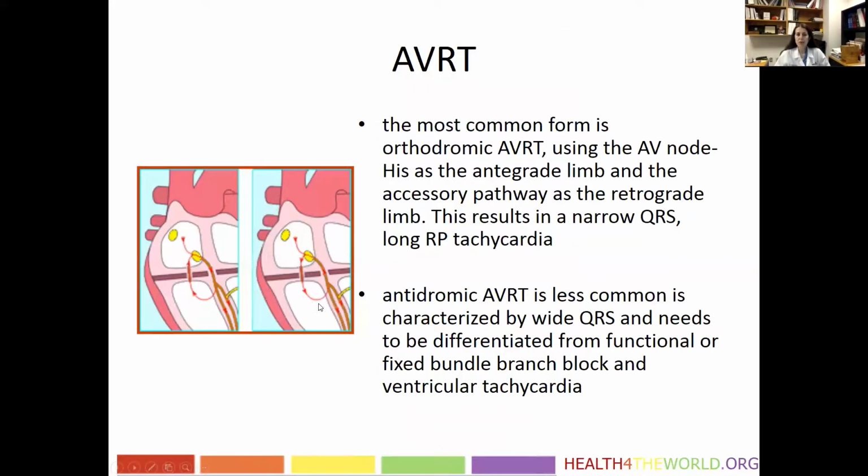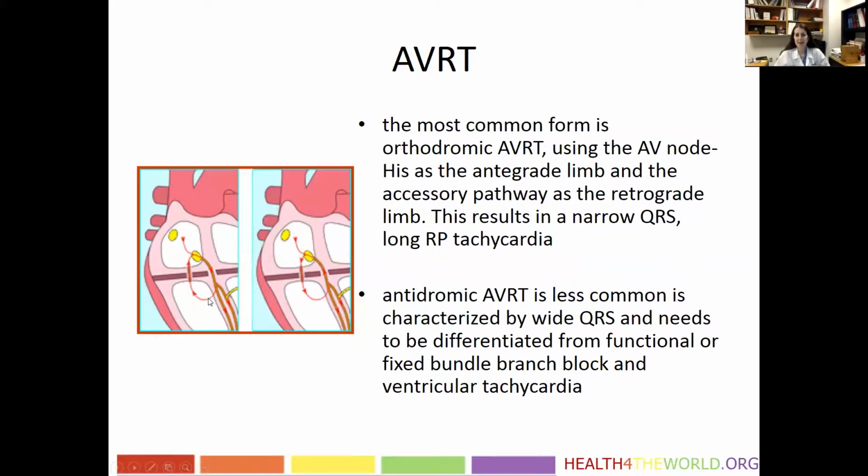When the presence of the accessory pathway leads into an SVT, we call it atrioventricular reentrant tachycardia, as I said, and we have two types of them. The most common one is the orthodromic AVRT, when the impulse goes down the AV node and then quickly finds its way up through the accessory pathway. And so the reentry happens down the AV node, up the pathway, and that's why it's a narrow complex tachycardia.